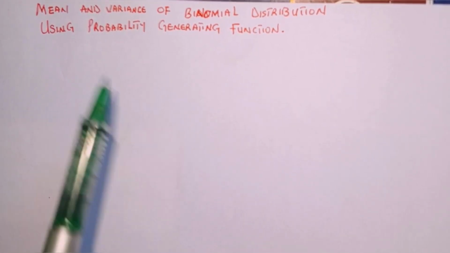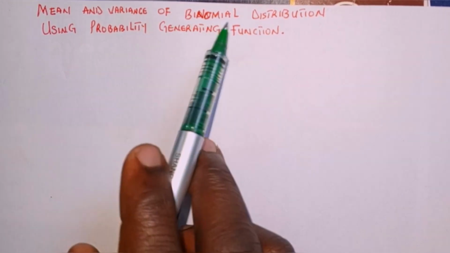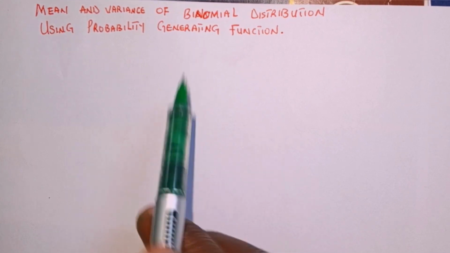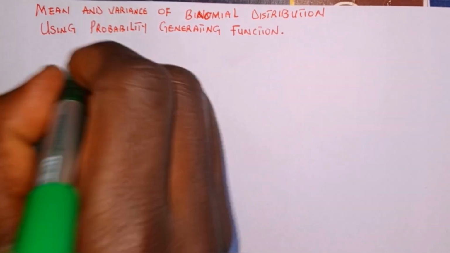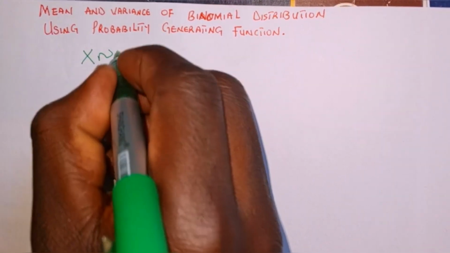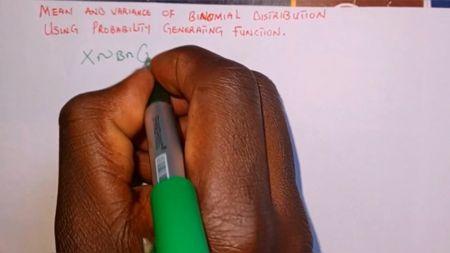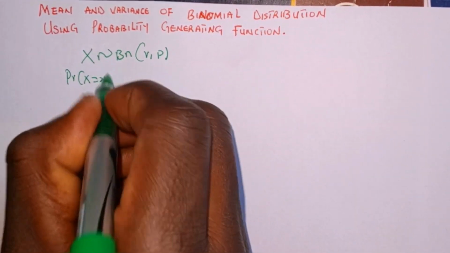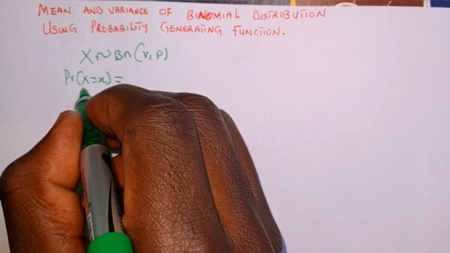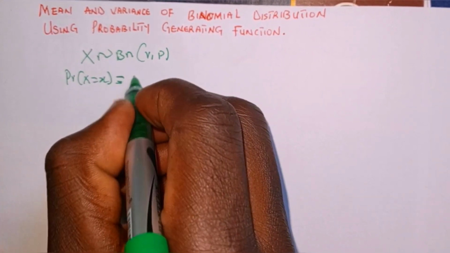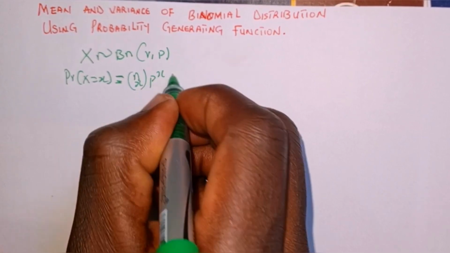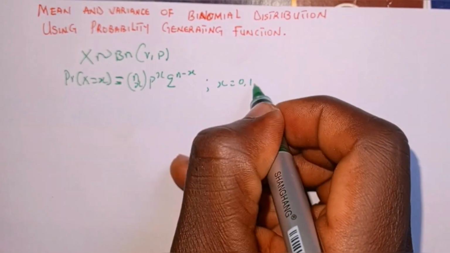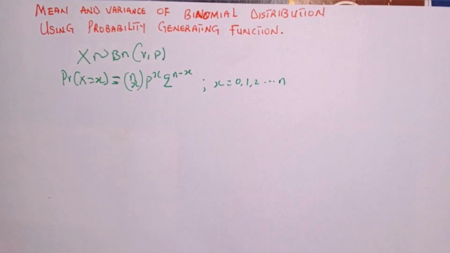In today's tutorial, we're going to learn how to find the mean and the variance of a binomial distribution using the probability generating function, PGF. So what do we do first? First of all, we say X is distributed binomial with parameters n, p. And the probability function of X is the same as what? The probability that X equals x is n combination x, p raised to the power of x, q raised to the power of n minus x, where x ranges from 0, 1, 2, up to n.